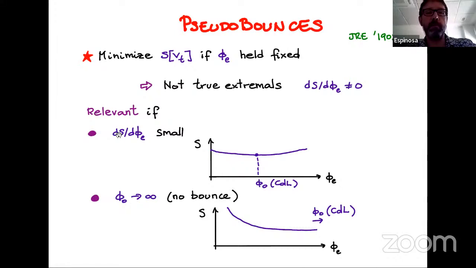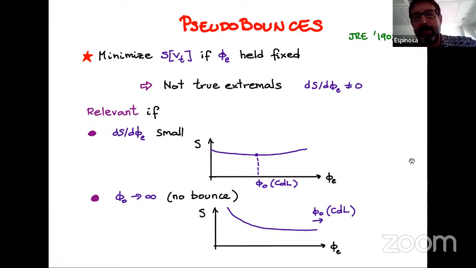For instance, if the variation of the action as you vary the endpoint is small. This means that you are in a situation like this, in which the minimum of the action corresponds to Coleman-de Luccia, and then the nearby field configurations, which are pseudo-bounces, have an action that is not much bigger than Coleman-de Luccia. This means that you can still decay by forming these field configurations, and the price you have to pay is not much more expensive than Coleman-de Luccia. This means that if you want to calculate in a situation like this what the rate is, you have to also sum over all these configurations which are not Coleman-de Luccia.